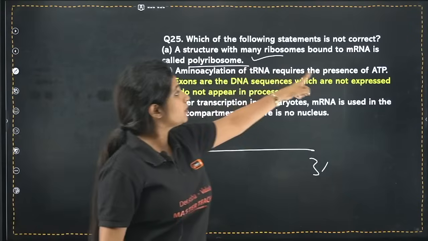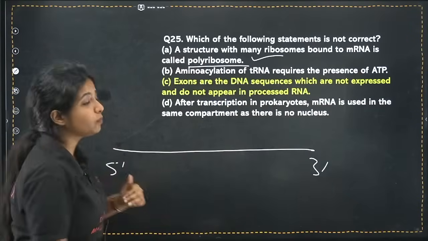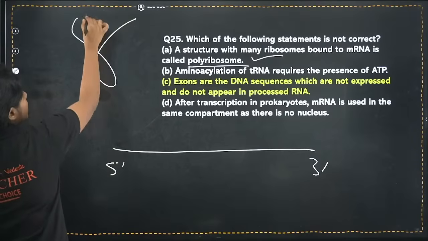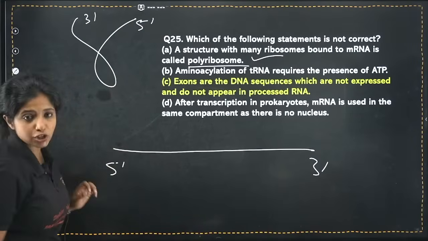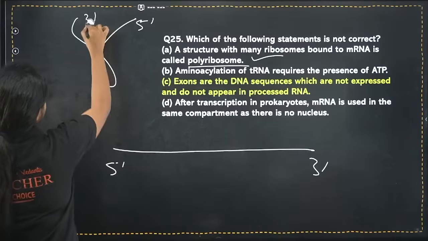Now, aminoacylation of tRNA requires the presence of ATP. What do you mean by aminoacylation? So this is the tRNA, you have the 3' end and you have the 5' end. Sorry, the other way around.